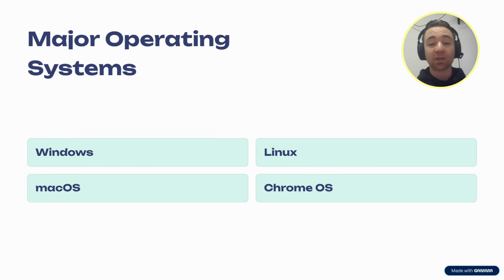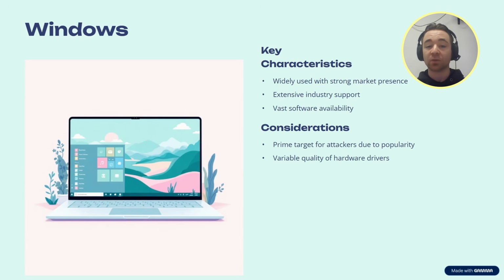Now, the 4 you need to know about for your exam are Windows, Linux, macOS, and Chrome OS. You've probably heard of these. You probably somewhat know about them, but we've got to make sure that you can do those things I was talking about at the beginning in relation to questions about these. So let's get into it with Windows.